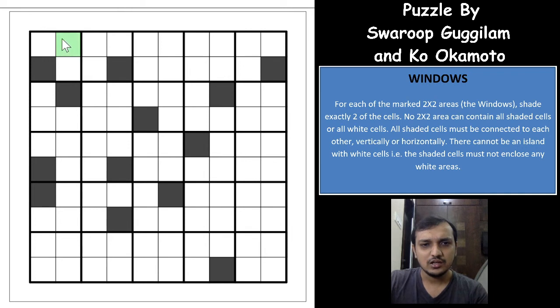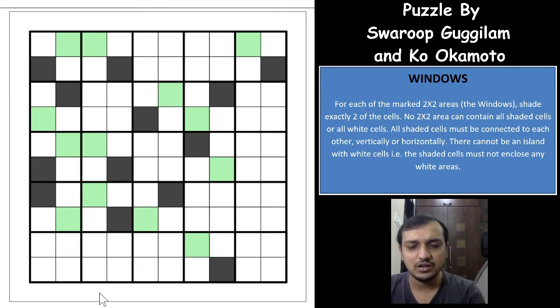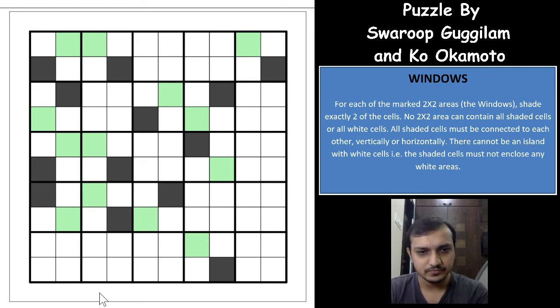So again, for the starting, the basic technique is shading all the white cells opposite to the black cells in the same region, right? Diagonally opposite. So we have done all the white cells shaded, right? We have marked all the white cells here. And now let's see if we get anything else.